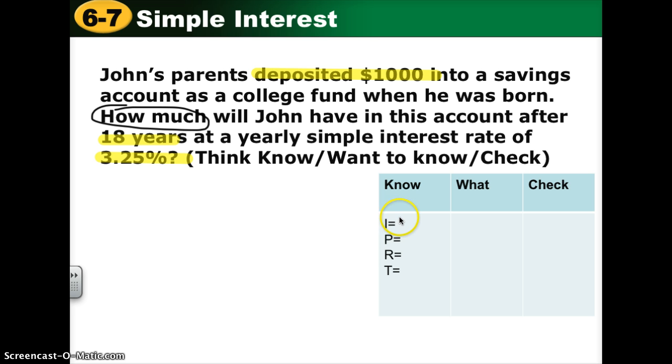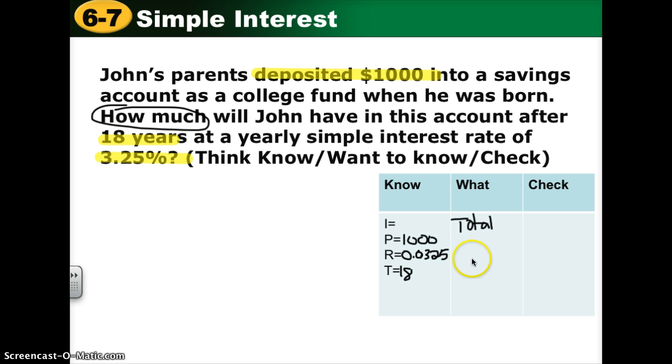So let's see where we're at. We don't know interest. We know the principal is 1,000. We know the rate is 3.25, which would be 0.0325. Don't forget that 0. And this is going to go in his account for 18 years. So we are looking for the total.